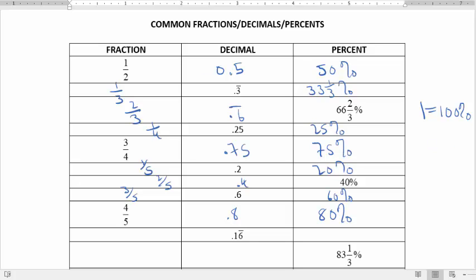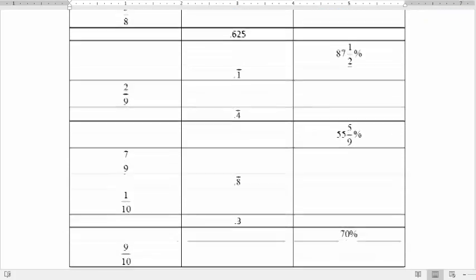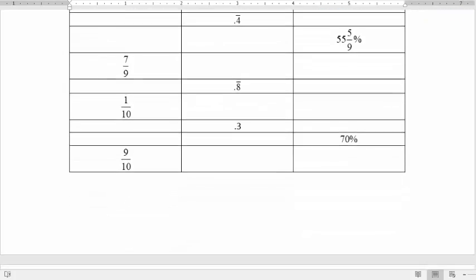Okay, so in terms of this table, a lot of these ones are kind of wacky, which I don't expect you to know. The other ones, though, that you should definitely know are probably like 1/10, right? 1/10 is 0.1, which is 10%, because that comes in handy in a lot of cases. And then 0.3 is 3/10, so that's 30%. And then 70% is 0.7, or 7/10. And then 9/10 is 0.9, or 90%.